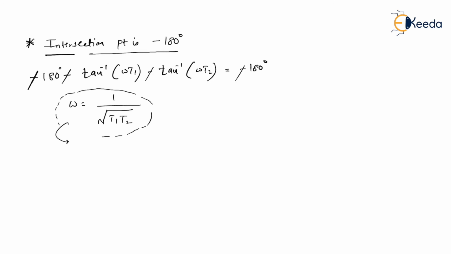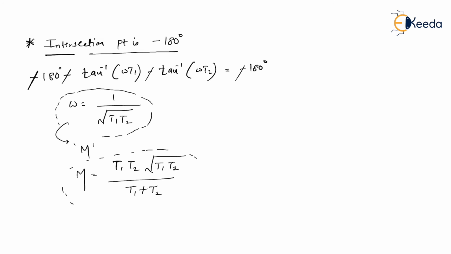So now for that intersection point, you have the value of final omega. If you substitute that omega in the magnitude expression, then the respective magnitude will be equal to t1 t2 under root of t1 t2 whole divided by t1 plus t2. This is for your cross check. You can verify this by referring to the previous problems that we have solved so far. So we can take the last problem now.